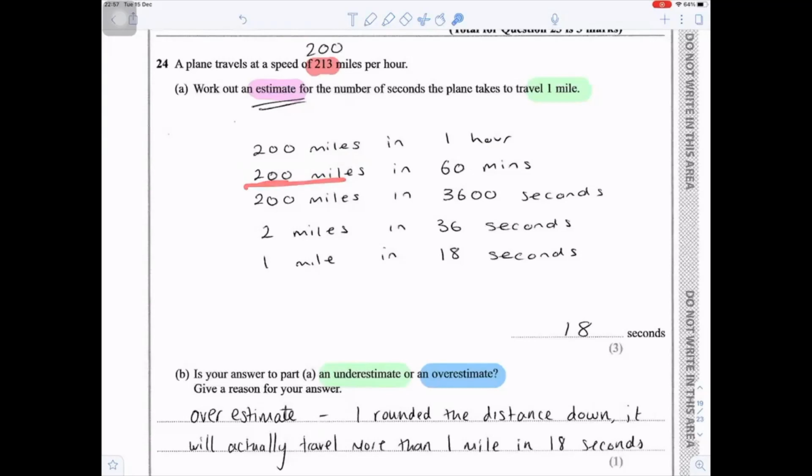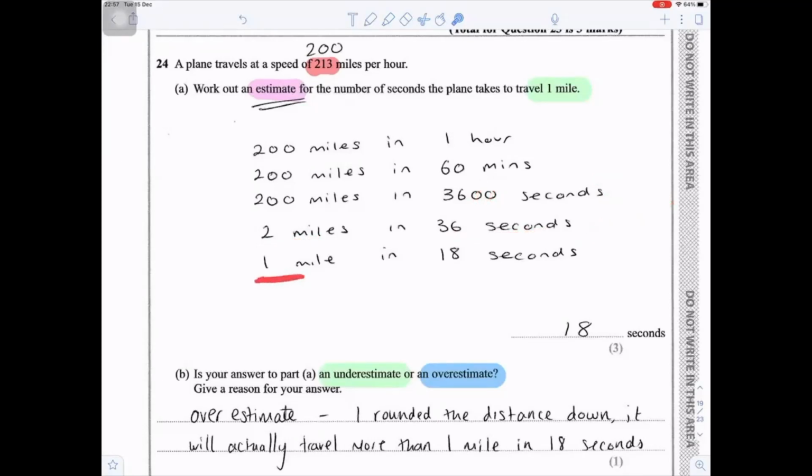200 miles in 1 hour, which is 60 minutes. To change minutes to seconds, you multiply by 60. So 60 times 60 is 3,600 seconds for 200 miles. Next, if you divide 200 by 100, it gives you 2 miles. You divide 3,600 by 100, which gives you 36 seconds.